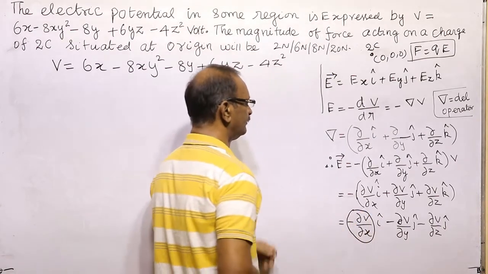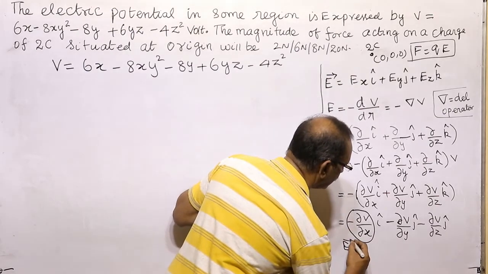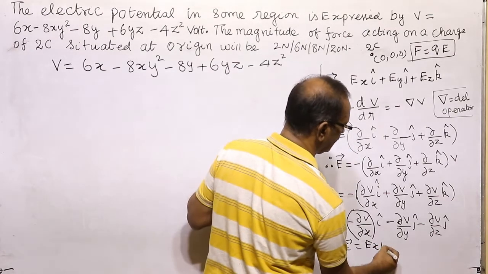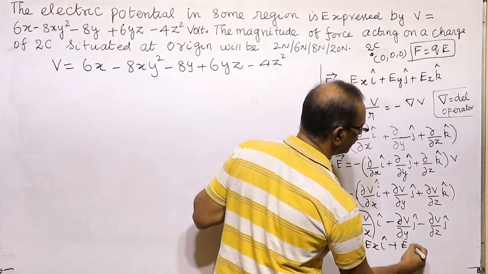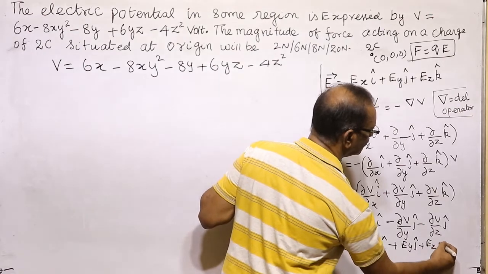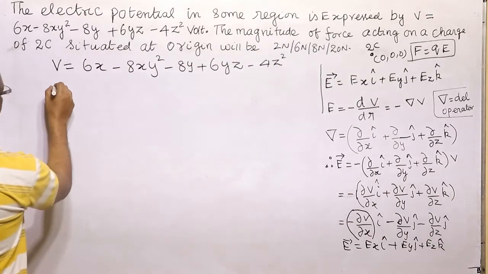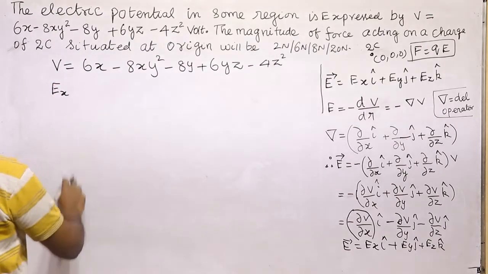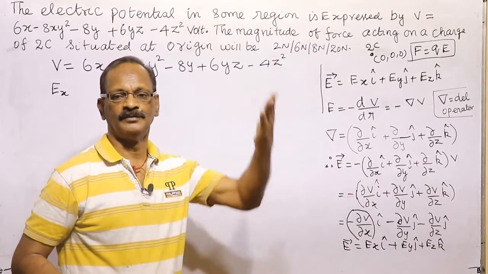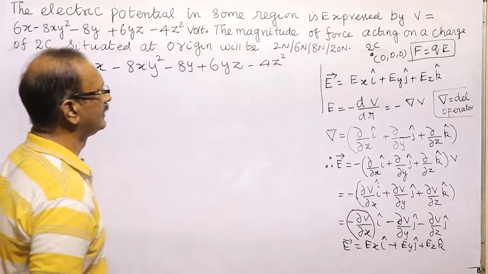So we have to find out Ex. The electric field can be written as the electric field in the x direction into i cap plus the electric field in the y direction into j cap plus the electric field in the z direction into k cap. So first we will find out Ex. What is Ex? It is the x component of the electric field, because electric field in 3 dimensions will have x, y and z components.